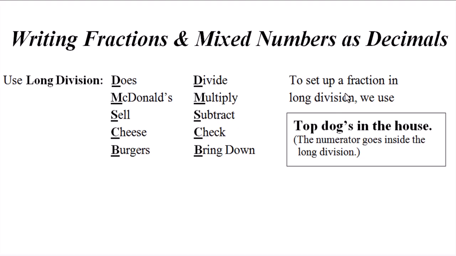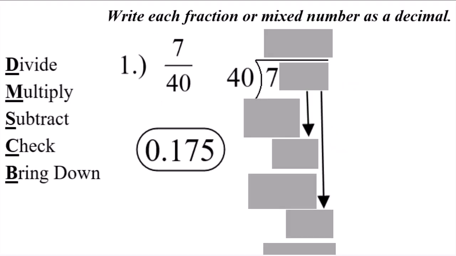To set up a fraction in long division, I need you to stop thinking that the bigger number always goes inside of the long division. That's not always true. The numerator must go on the inside of long division. A nice little way of remembering that is a cheesy phrase called top dogs in the house, a reference to the number on top going on the inside of the so-called house, which is really just long division.